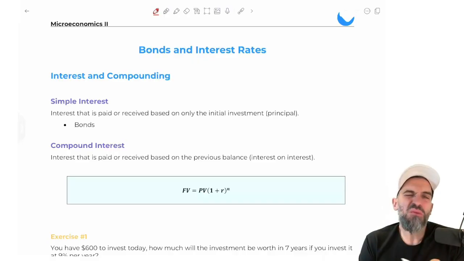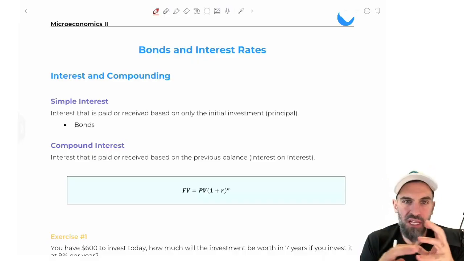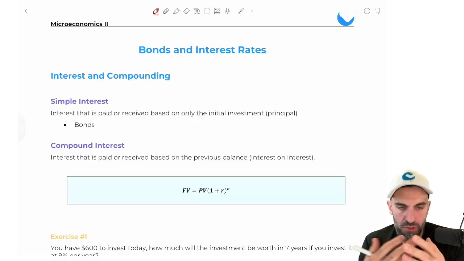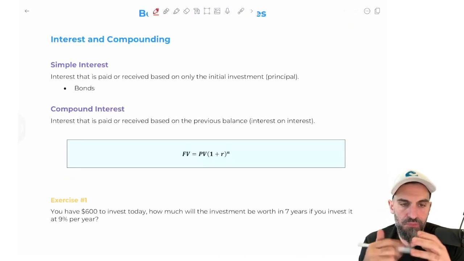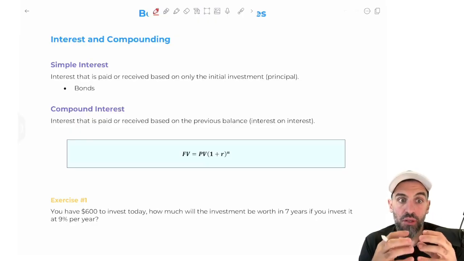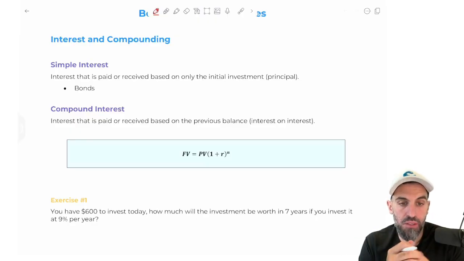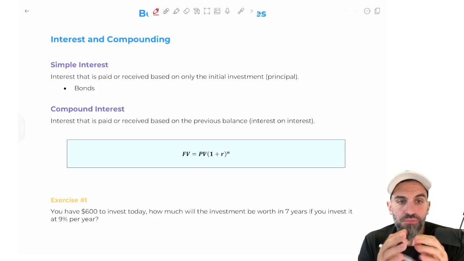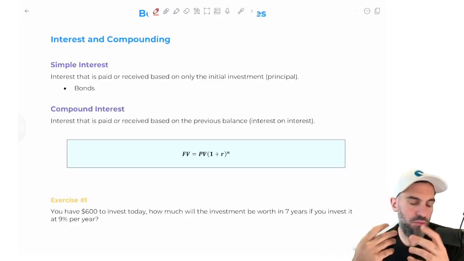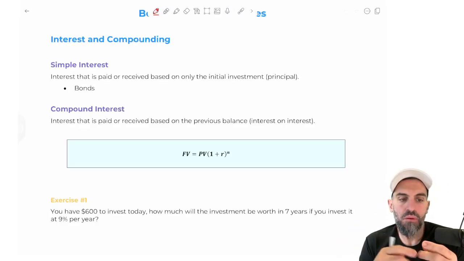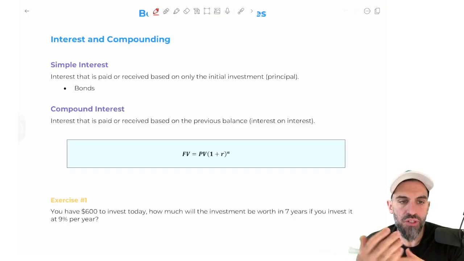The first bit here will be more of a finance, a little bit of TVM, but not too heavy on the TVM. So before we even get into bonds, I want to talk about something called compound interest. When you save money, when you invest money, when you borrow money, obviously you pay interest or you earn interest. And there's two types of interest.